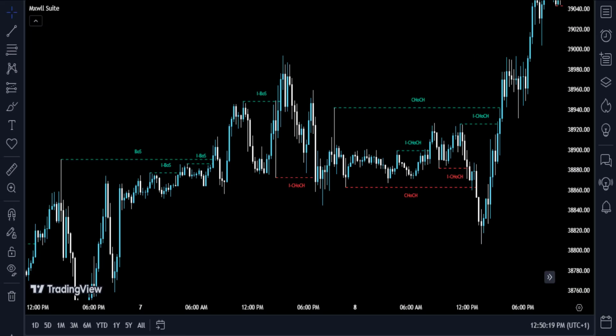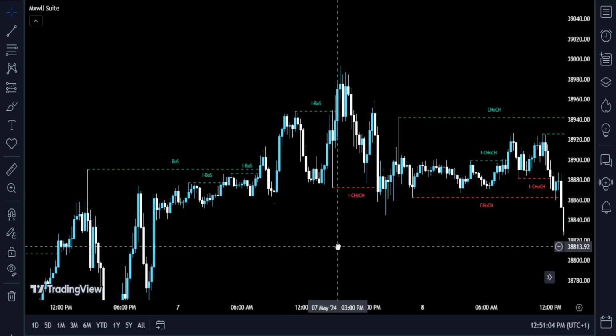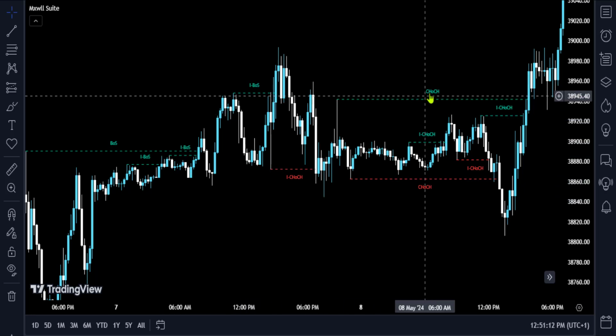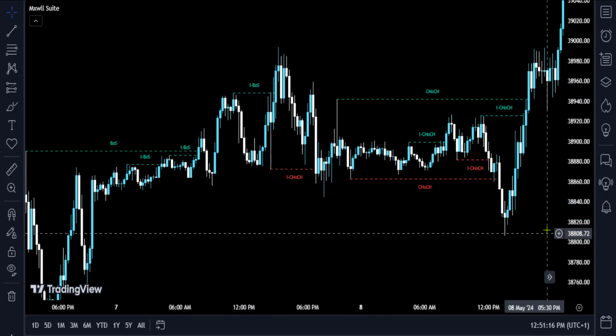Here is an example of where the indicator can be used to find the market structure, because understanding the market structure gives you an overview of the pending price direction. Here you see that the indicator uses the internal and external break of structures and change of character to show you the current market structure.